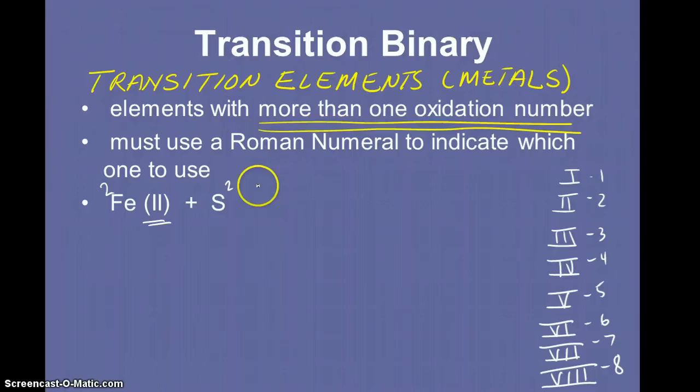So now, just like we did before, we're going to switch those oxidation states. Oh my, they're the same, aren't they? So what happens in this case, they cancel each other out. So that would be the same as writing FeS. What is the name of this guy? Iron sulfide, still ending in IDE.